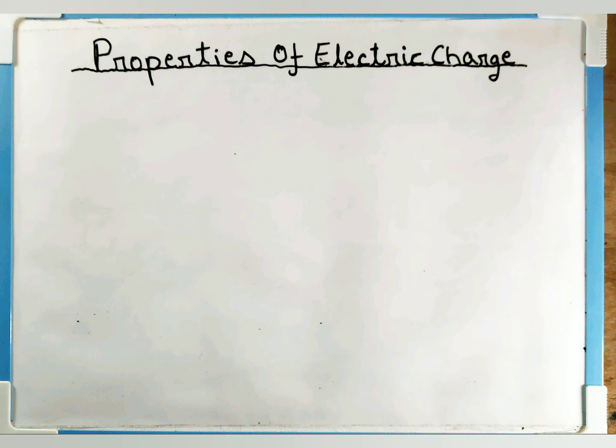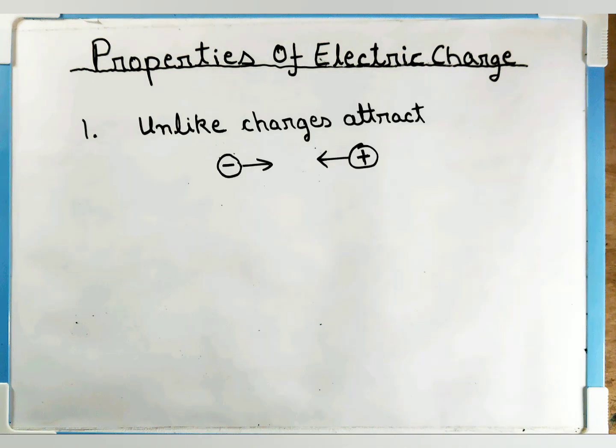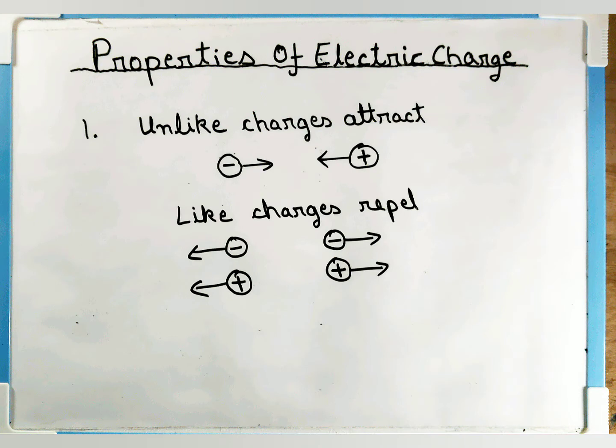Properties of electric charge. Now there are 5 important properties of electric charge. Number 1 is that unlike charges attract one another, and like charges repel one another. So if you have a negative and a positive, they will be attracted to one another, and if you have a positive and a positive, they will repel. Negative and a negative, they will repel.